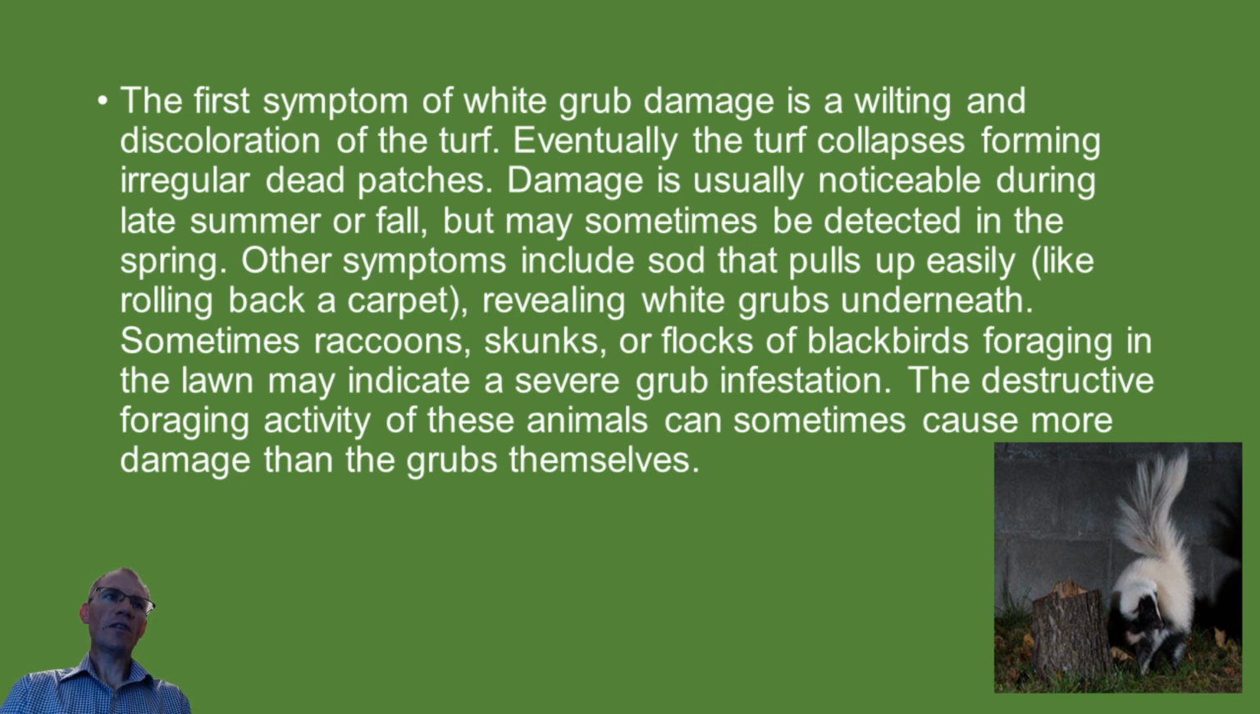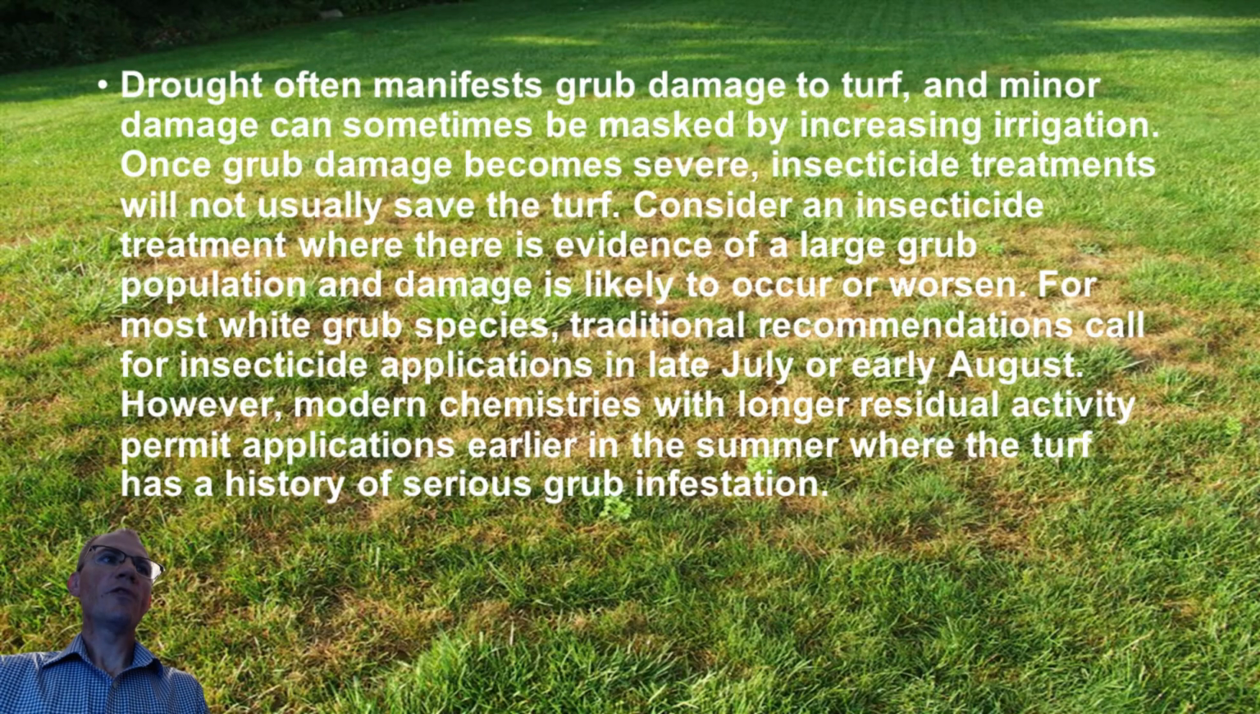Sometimes raccoons, skunks, or flocks of blackbirds foraging in the lawn may indicate a severe grub infestation. The destructive foraging activity of these animals can sometimes cause more damage than the grubs themselves. Drought often manifests grub damage to turf, and minor damage can sometimes be masked by increasing irrigation. Once grub damage becomes severe, insecticide treatments will not usually save the turf.